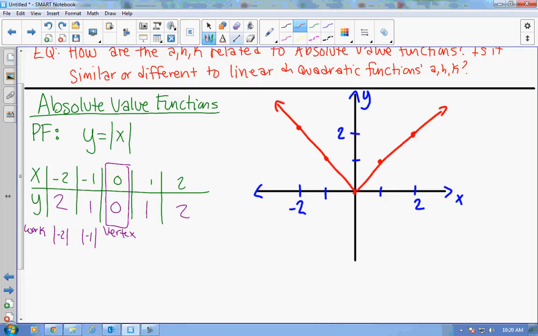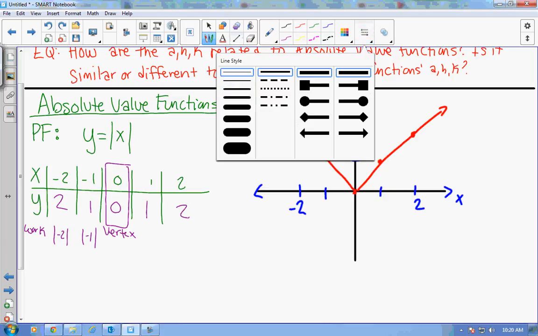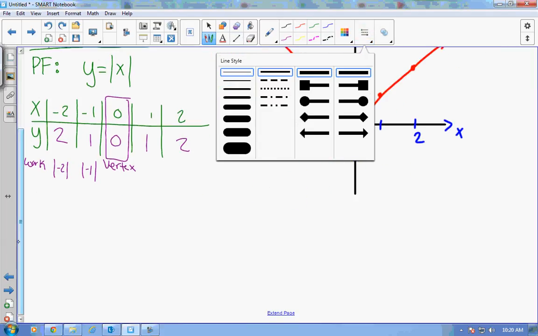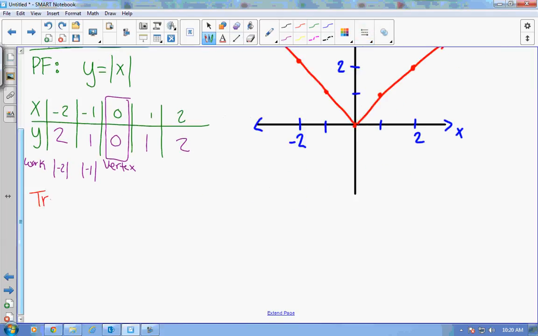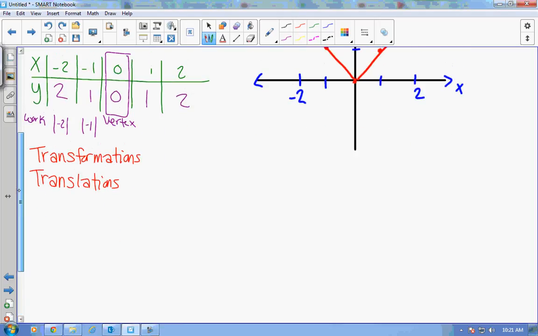Okay? So, we have the absolute value. We have some transformations. We also can call them translations, I guess is what I wanted to write first. Translations is the fancy math word for shifts. Transformations is what affects the arms, the multiplier.